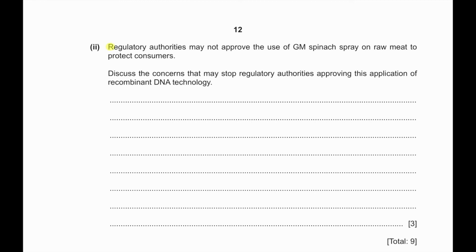Part 2. Regulatory authorities may not approve the use of GM spinach spray on raw meat to protect consumers. Discuss the concerns that may stop regulatory authorities approving the application of recombinant DNA technology. GM spinach spray may alter the taste and texture of meat. It may harm beneficial bacteria in the gut, and it may also be unsafe for humans. For example, it may cause allergies in humans.